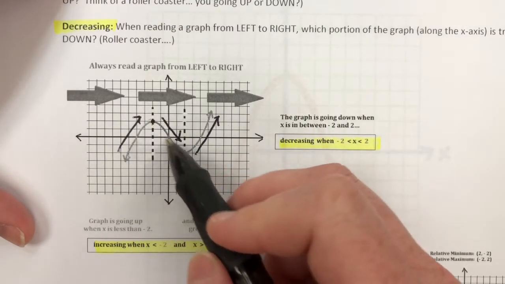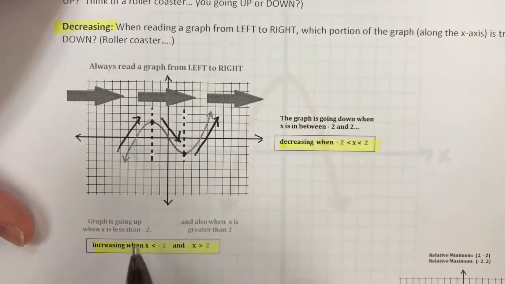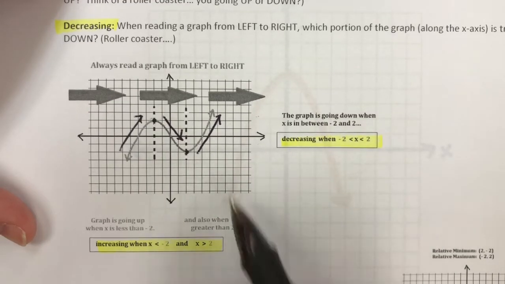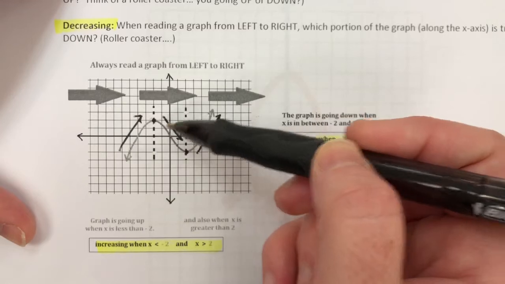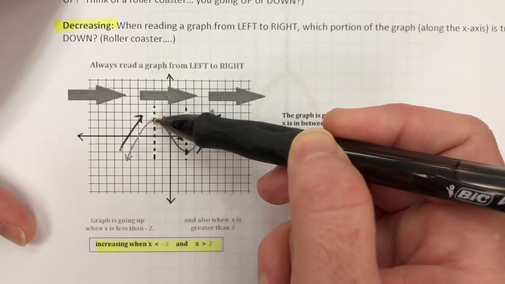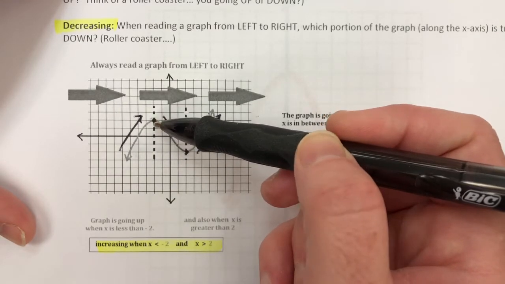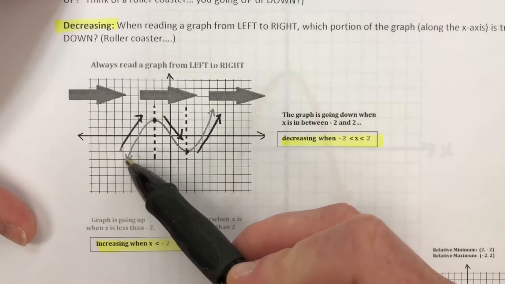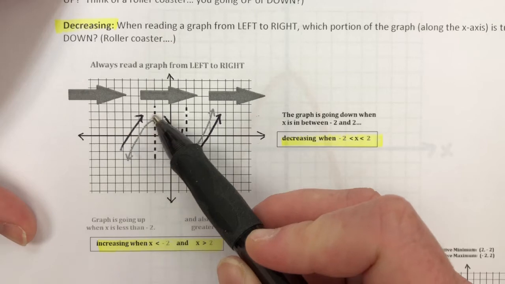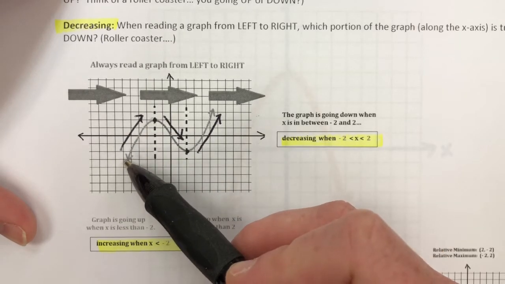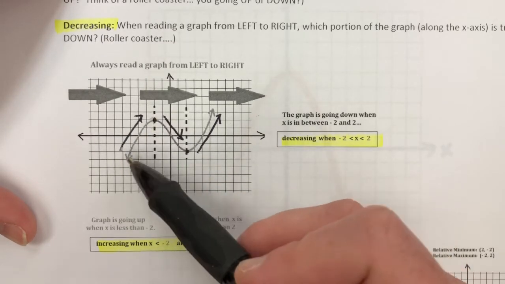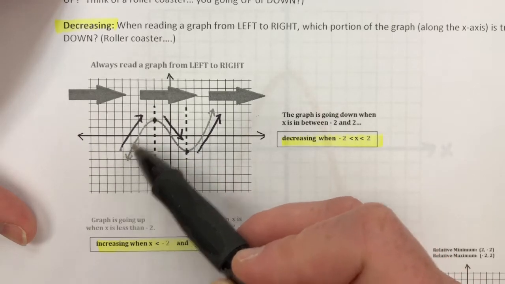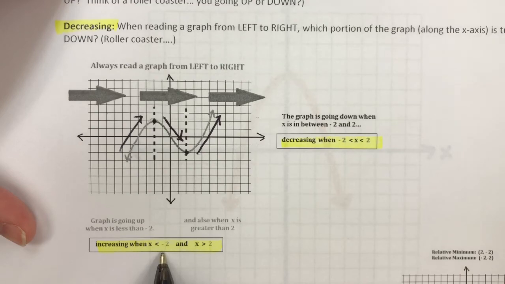When am I going up? When am I going down? Always going from left to right, okay? So how do I represent that? I'm increasing when my x value is anything smaller than this point right here. So what's this point? -2. So when x is anything smaller than -2, I'm going up. X could be -4. At that point, I'm headed up. X could be -3. At that point, I'm still headed up, right? Anything less than -2, I'm headed up.